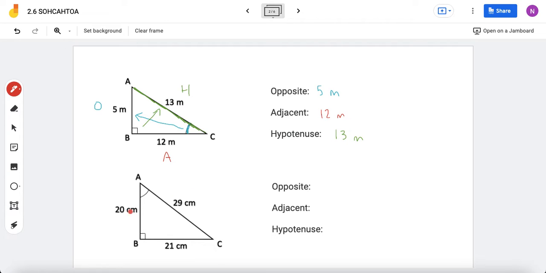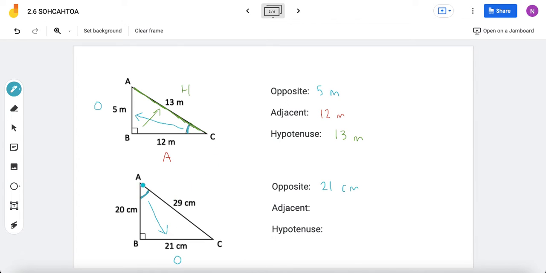Okay, next example right here. Now our angle is up here. Okay, the side opposite, well, that's just going to be whatever side's across from the angle. Right, and we can see the side that's across from the angle is going to be 21 centimeters. It's going to be this side right here.